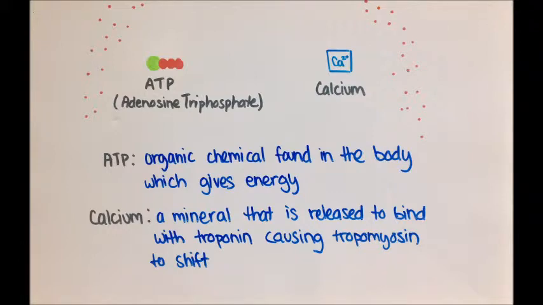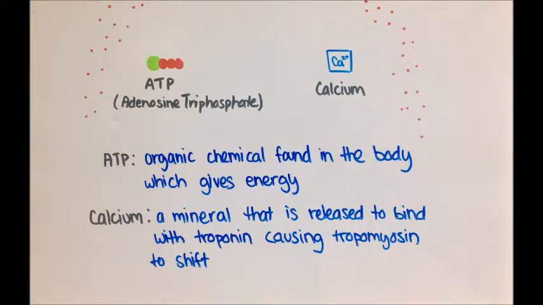Calcium is a mineral that is released to bind with troponin, causing tropomyosin to shift from the face of the actin filament, which the myosin head needs to bind with to contract. As you can see, all ATP and calcium want to do is simply help myosin and actin be stuck together like glue. But wait, hold up.